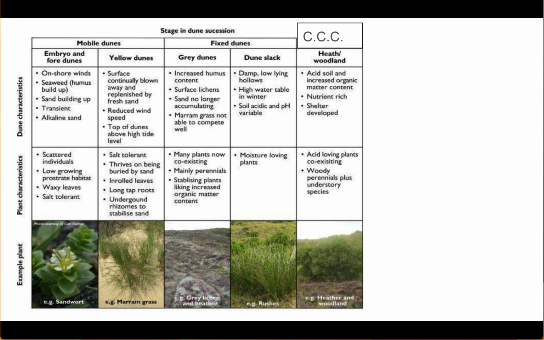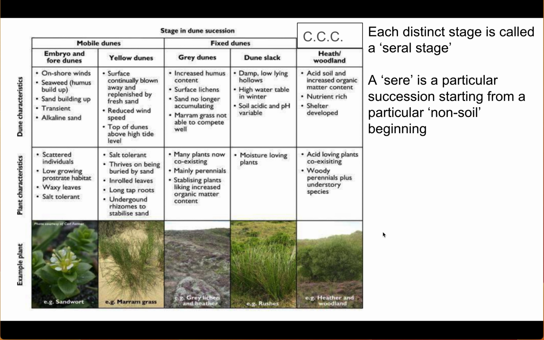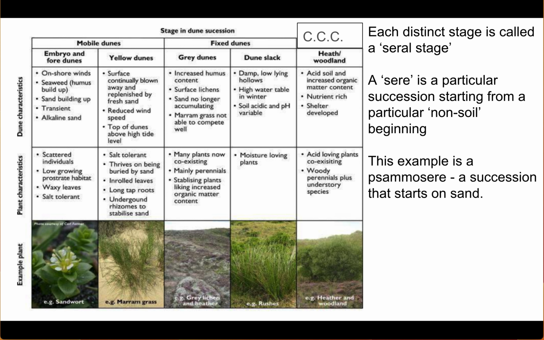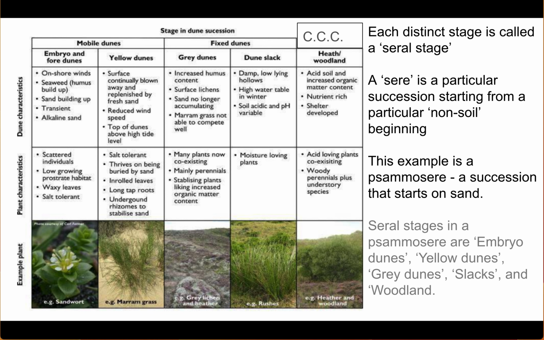When you reach the climatic climax community, the CCC in the final column, you end up with trees and woody plants, and they dominate the environment and decrease the diversity. So each stage in this process is called a seral stage. A sere is a particular succession. This is a psammosere, a succession that starts with sand.